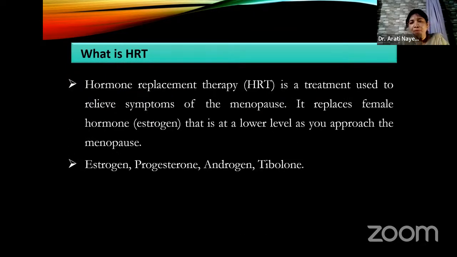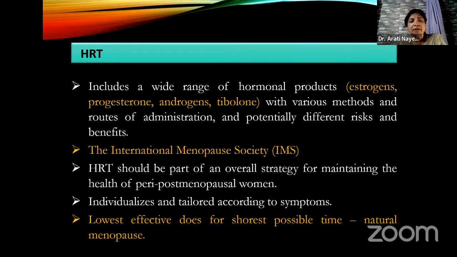Then another important thing is HRT. Without discussion of HRT, the menopause discussion is incomplete. HRT is hormone replacement therapy, a treatment used to relieve the symptoms of the menopause. It replaces female hormones, that is estrogen, which fall to a lower level as you approach the menopause. It includes a wide range of hormonal products, that is estrogen, progesterone, and androgens.